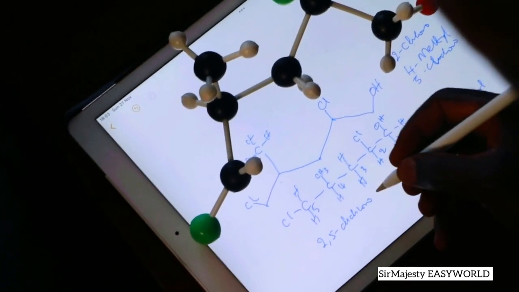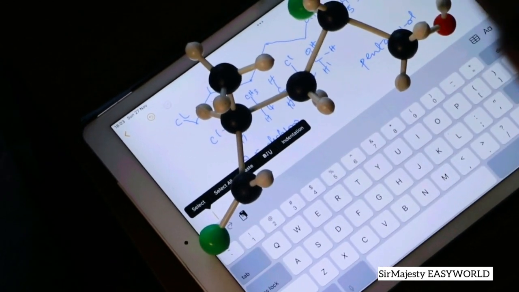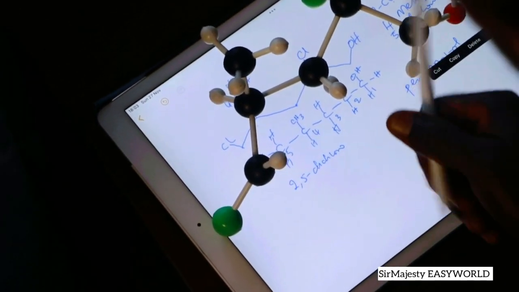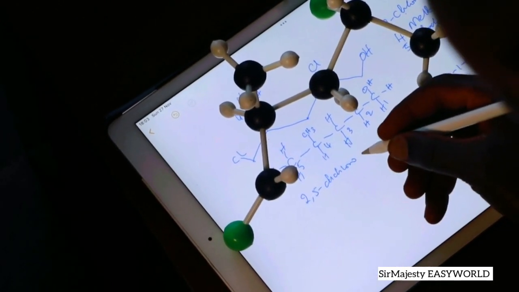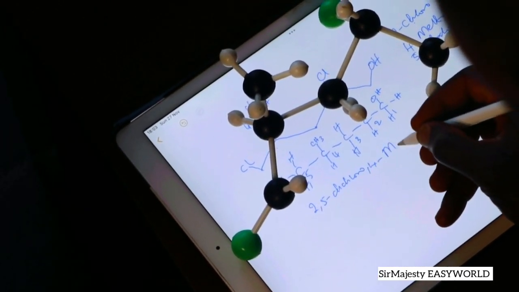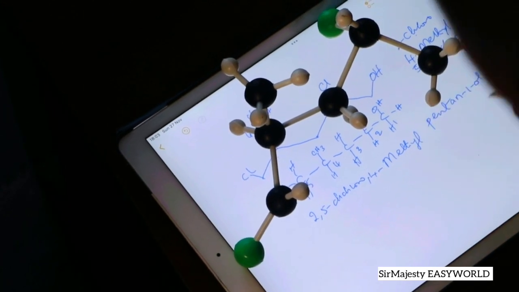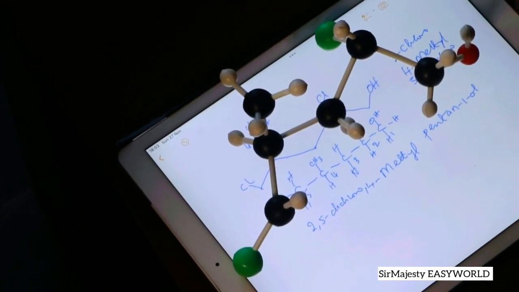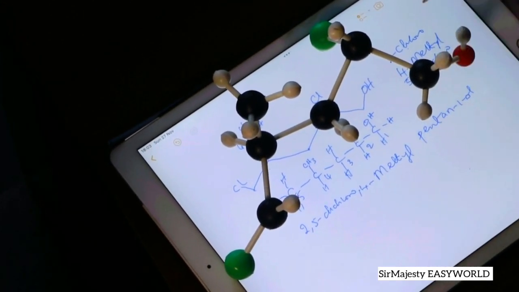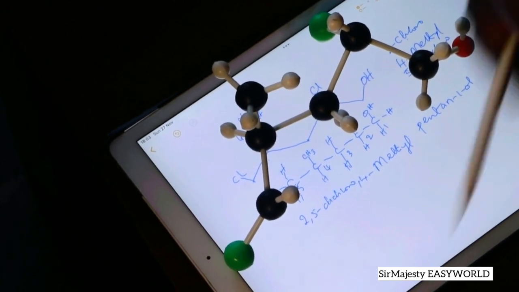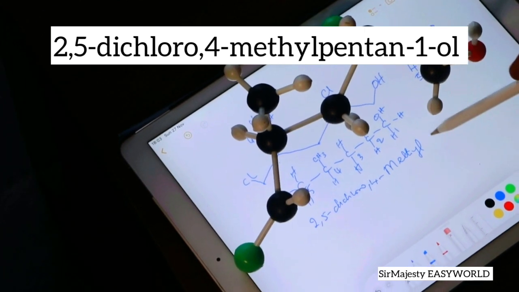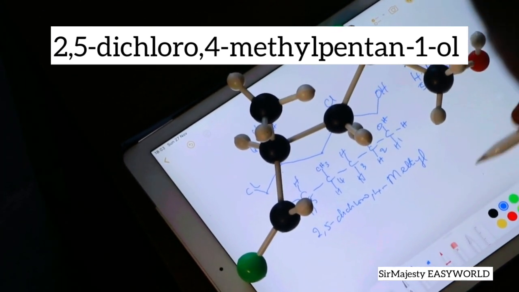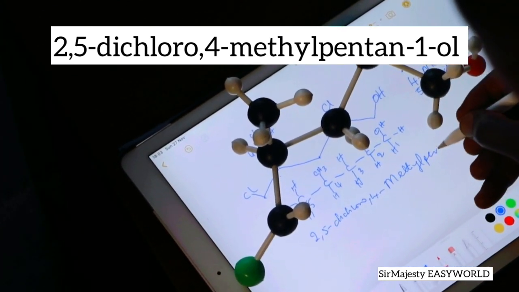So 2,5-dichloro. Then we have 4-methyl. Yes, 2,5-dichloro, 4-methyl, pentan-1-ol. Remember to join it. It is one word. It's just the name of a compound, so you don't need to separate it.